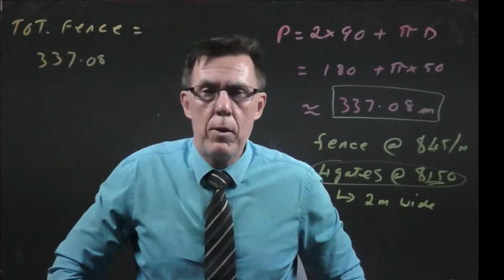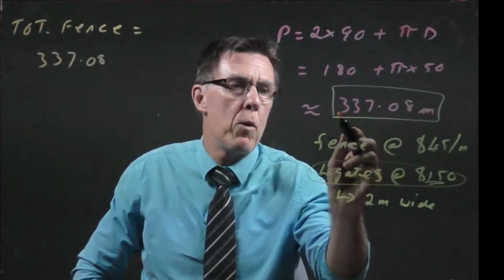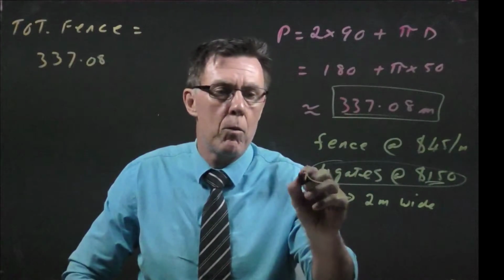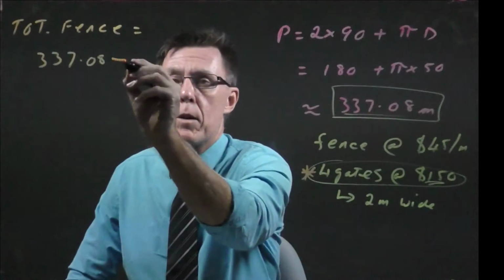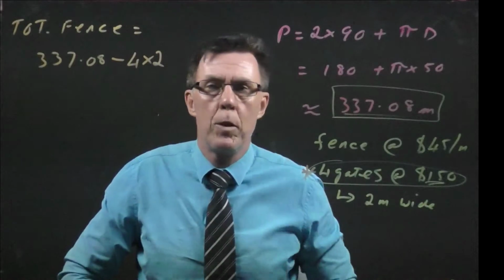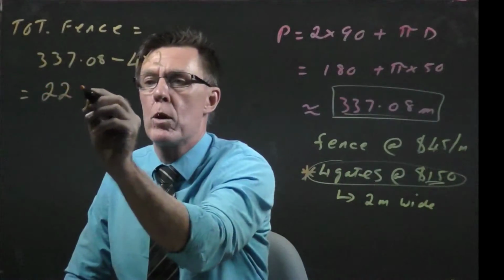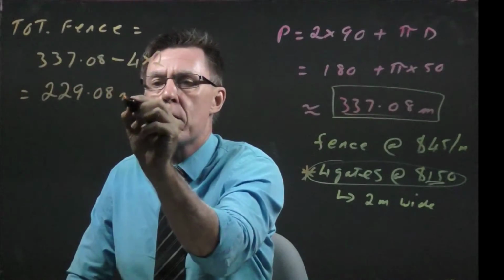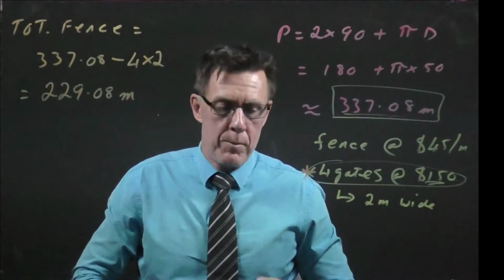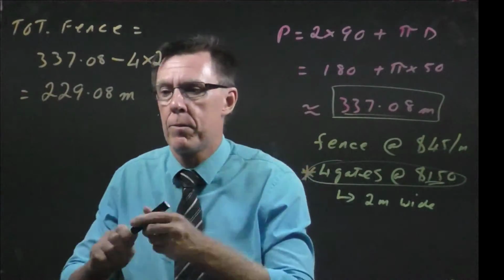Now, if we have a look at the total length of the fencing, it's the 337.08 metres that we worked out previously, the distance around the whole track, but we want to take these 4 gates out. So we're going to take out 4 gates. Each gate is 2 metres wide. So the total length of fencing is going to be 229.08 metres. Life is good. Now that we've got that, we can actually work out the total cost of doing this.